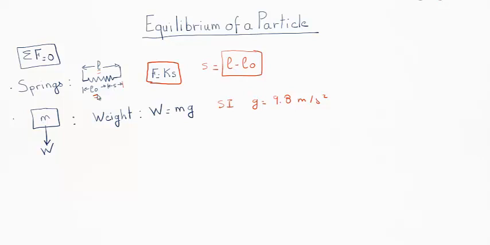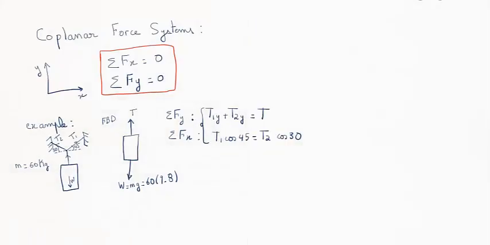And also a body of a mass m has a weight which will be m times g, where g is the gravitational acceleration, and g is simply 9.8 meters per second squared. Now moving on, in a coplanar system xy, for a particle to be in equilibrium, the sum of the forces in x and the sum of the forces in y have to equal 0.